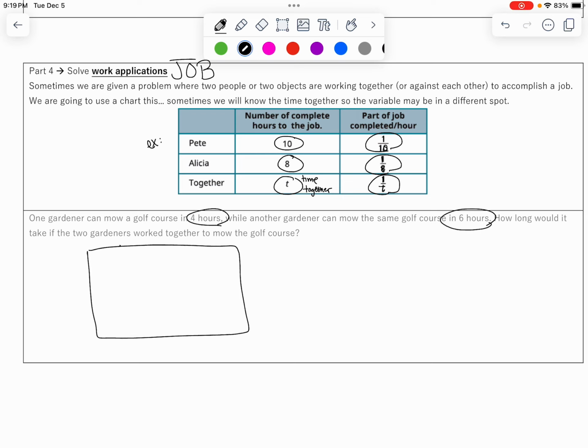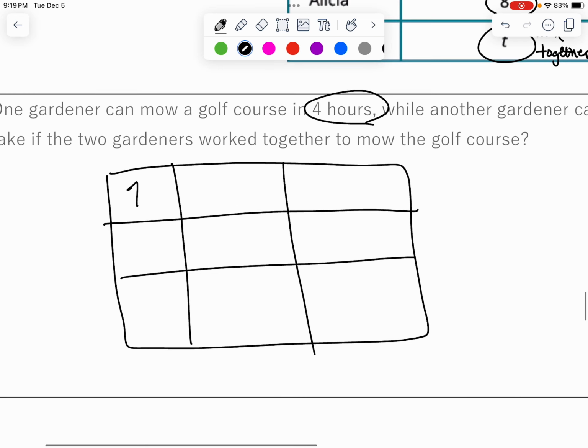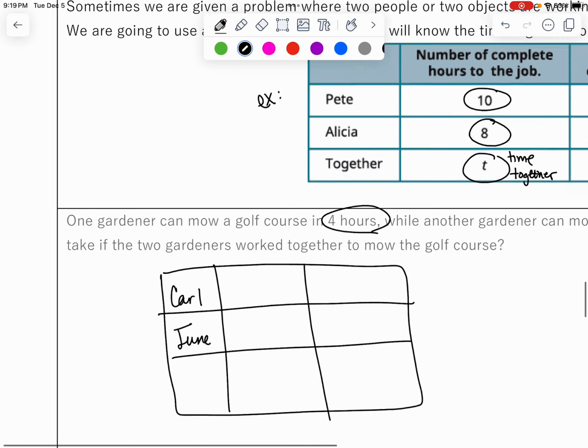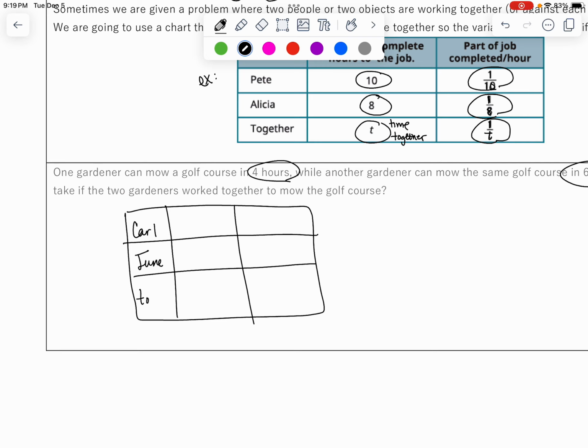What do you think our list is going to be here for the top? Let's see, we need a name. Carl. Oh, Carl, I was literally just going to write one. Let's go with June. Carl and June. And then what's the last one? Did you look up here? How about duo? No, how about together? Fine, together.